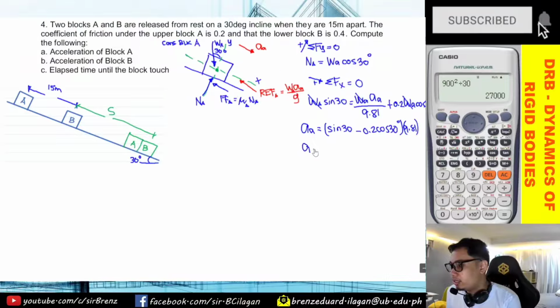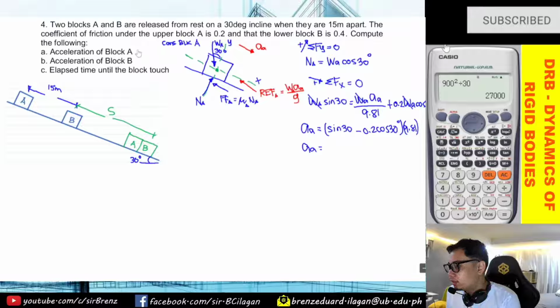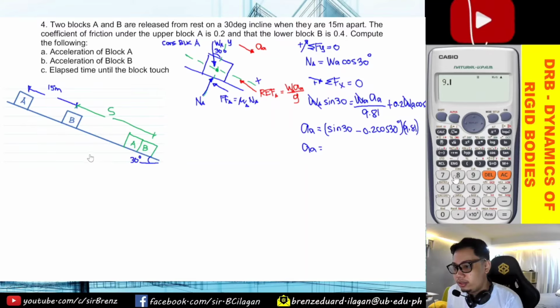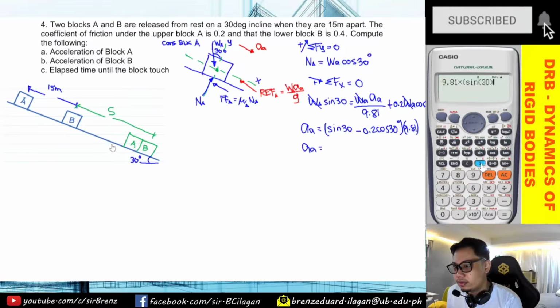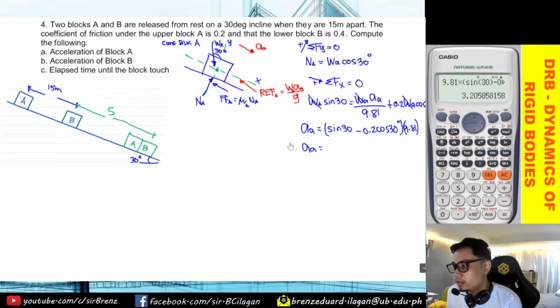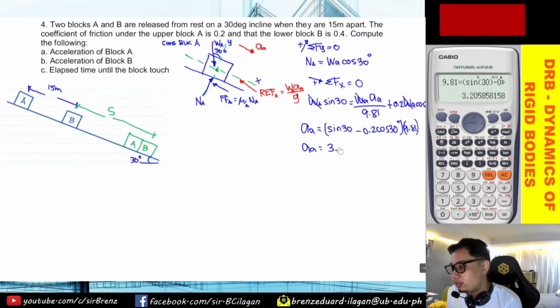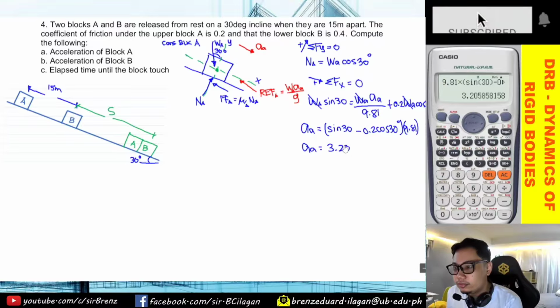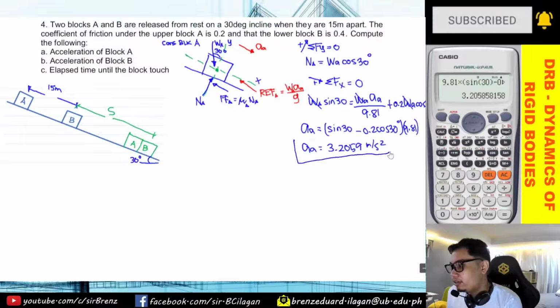So what is the acceleration of block A? Let's just press it on the calculator. That is 9.81 times sine 30 minus 0.2 cosine 30. So the acceleration of block A is 3.2059 meters per second squared. Guys, you'll do the same thing for block B.